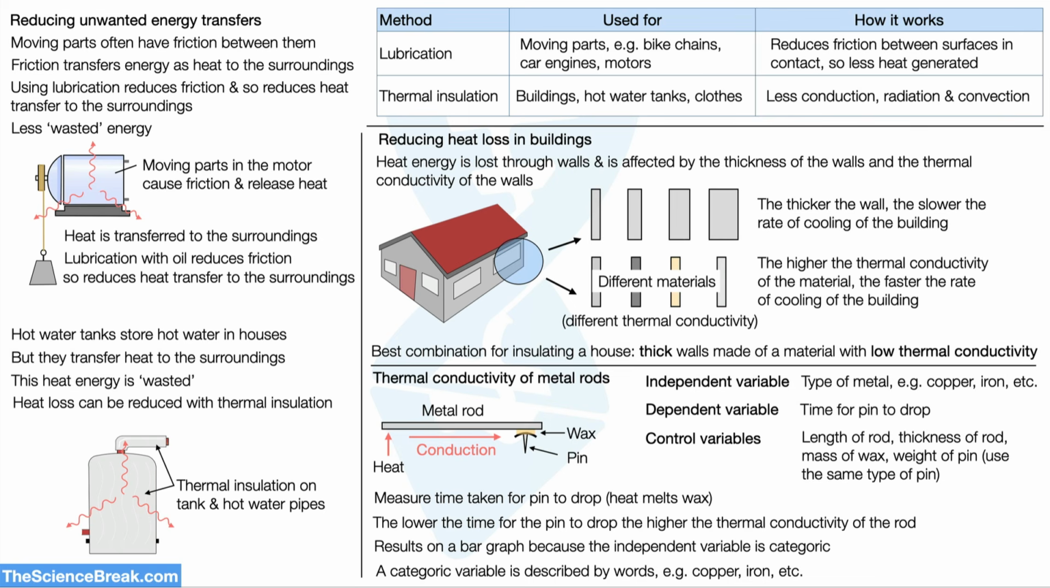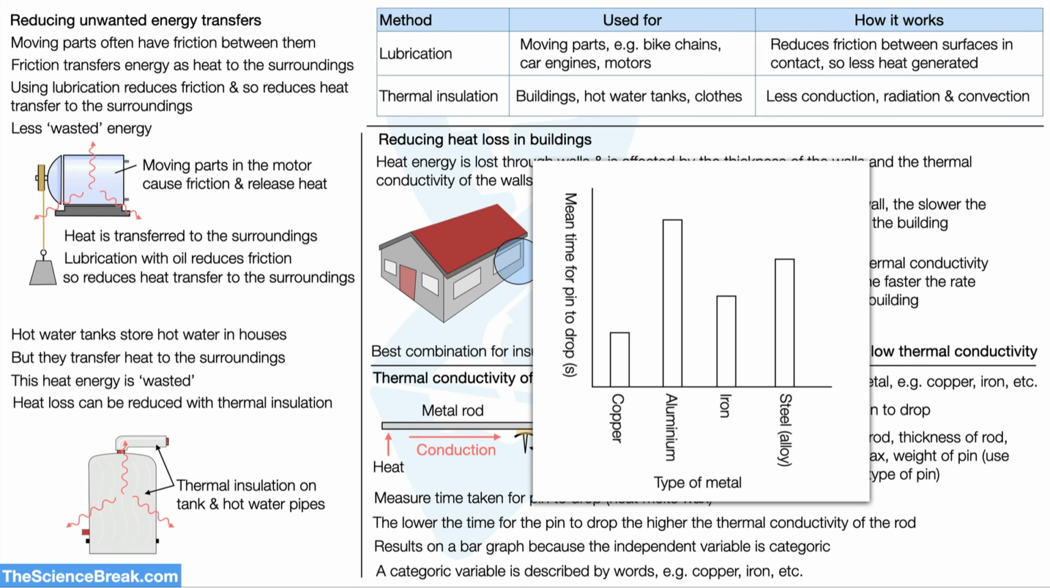Another thing to mention is that we would repeat each metal experiment 3 times and take a mean. The bar graph would look a bit like this, the type of metal on the x-axis along the bottom and the mean time for the pin to drop on the y-axis.